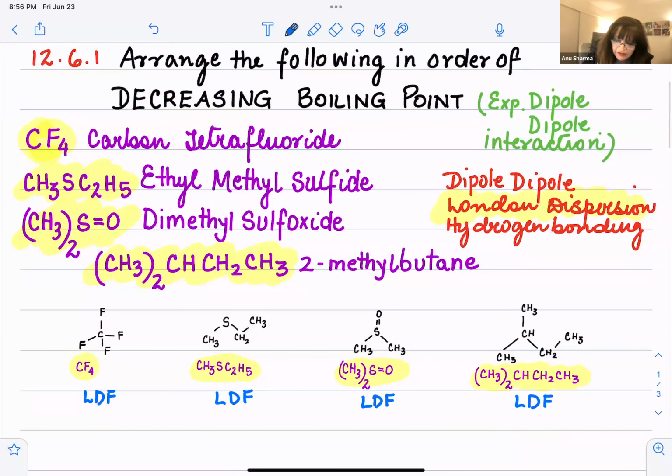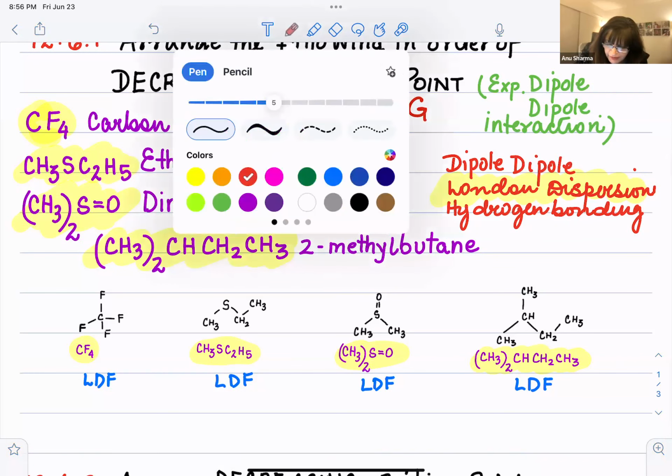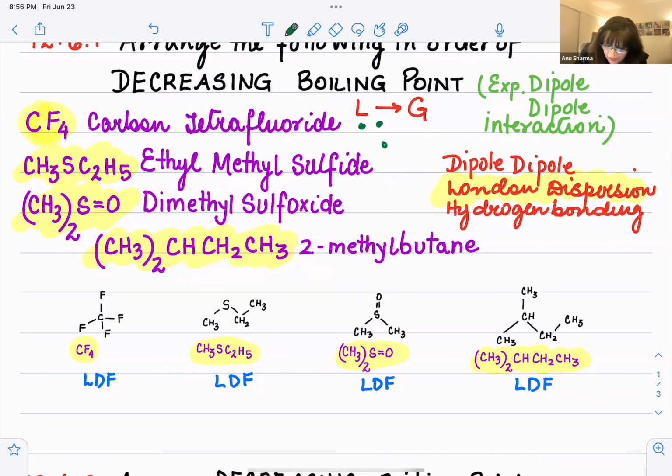Next, we are looking at the decreasing boiling point. Boiling point is when a liquid is being converted to a gas. In a liquid, the particles are comparatively close, not very close, but more mobile. But in gases, the particles are very far away. So you need a lot of energy to break away what is binding these particles in the liquid together. What is that attractive force in the liquids that's keeping them together? If you identify that attractive force, is it dipole-dipole or hydrogen bonding?